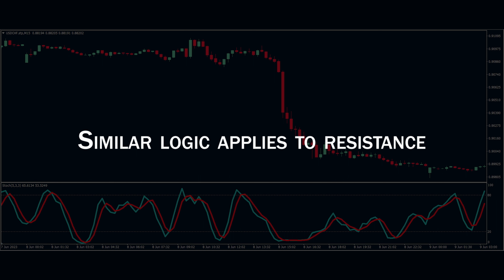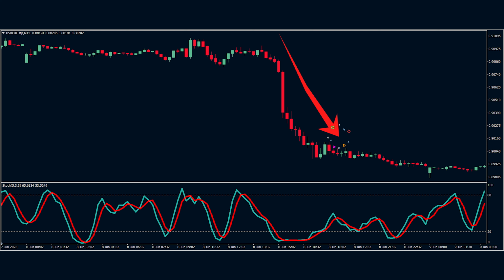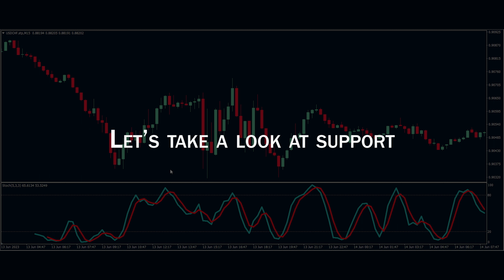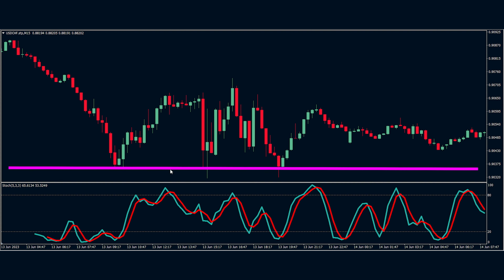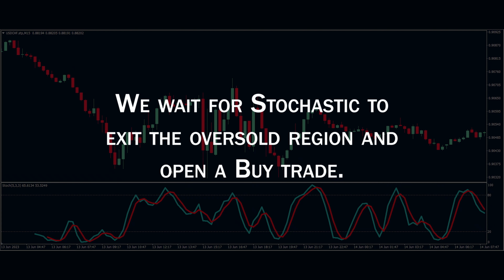Similar logic applies to resistance. If the price nears a resistance level and stochastic is in the overbought zone, it often leads to a price drop. We wait for stochastic to exit the overbought region and open a sell trade. Let's take a look at support. If the price nears a support level and stochastic is in the oversold zone, it often leads to a price hike. We wait for stochastic to exit the oversold region and open a buy trade.